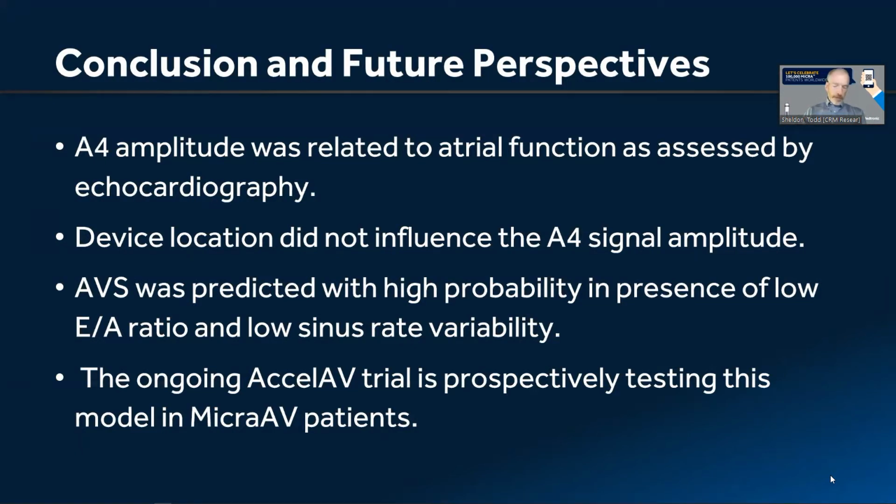So this is my final slide here. One of the things we can find from this study is that the A4 amplitude is really related to atrial function. The device location was not a strong influence. We're still looking at that to see if there's a sweet spot, but I think it's really more about the patient's atrial function rather than where in the ventricle the device is actually located. We had a pretty good predictor: in the presence of low E to A waves and low sinus variability, the AV synchrony can often be quite high.